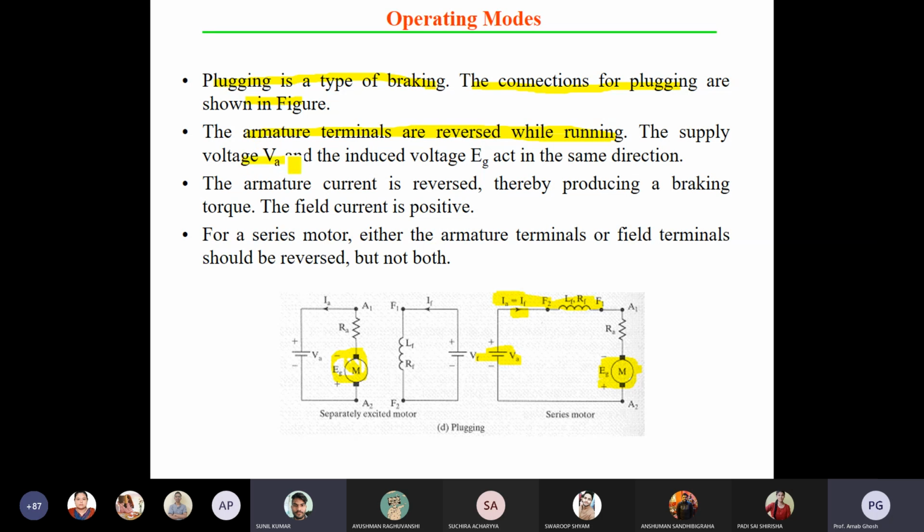Okay, the supply voltage VA and the induced voltage EG. EG is your induced voltage, in the same direction as the supply voltage. Basically, why are we talking about back EMF? What is the reason for the back EMF? It is countering, so it's your effect.